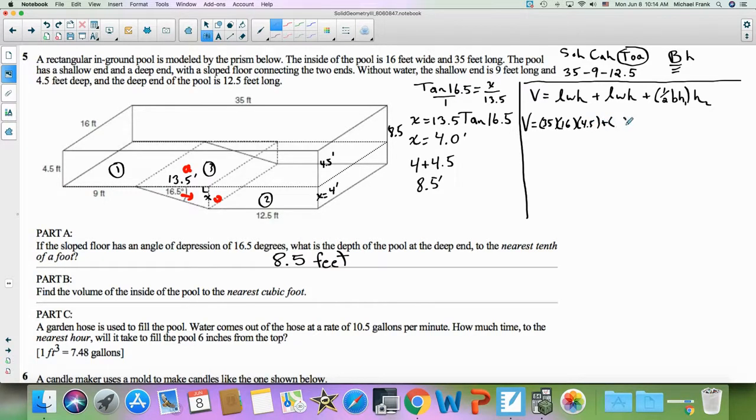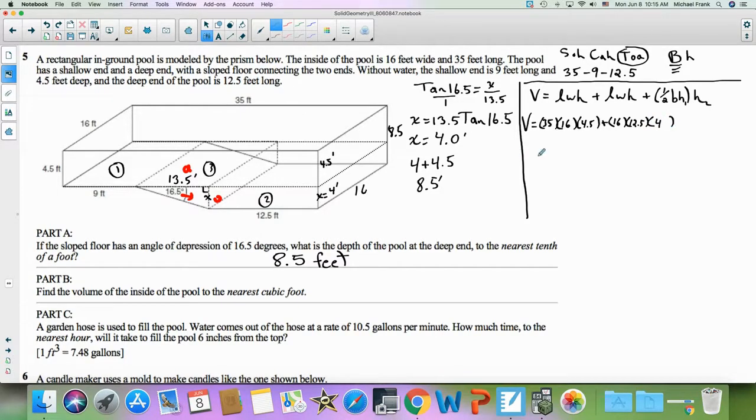And then we're going to add, I'm running out of space here. We're going to add this smaller rectangular prism, which is going to be 4 by 12.5. And this right here is 16, right? So the length you could say is maybe 16. The width is 12.5. And the height, we determined that, is 4.